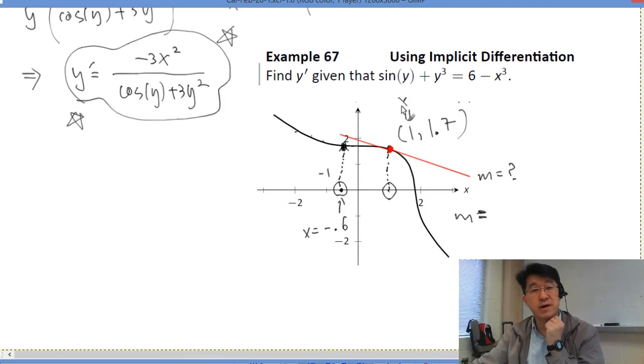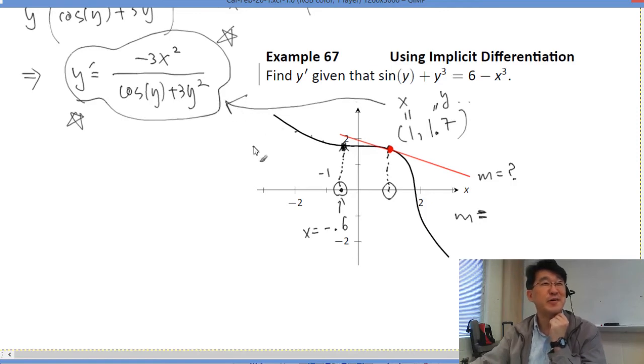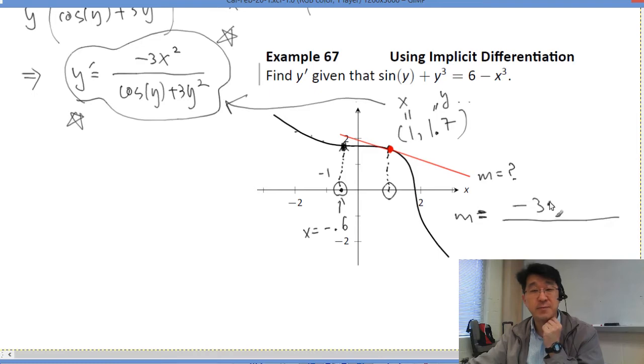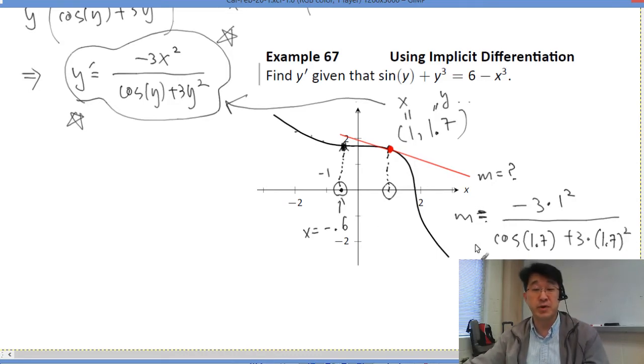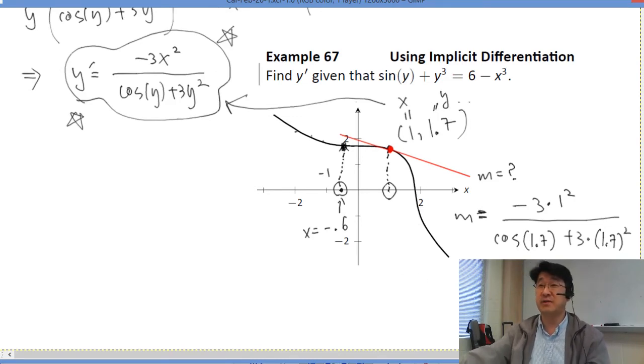You know what that m is? This is your x coordinate, right? This is your y coordinate. What do we do? Where do you go? Yeah, we go to that formula right there. Let's do it. What is it? Negative 3 times 1 squared, cosine of 1.7 plus 3 times 1.7 squared. Can you go and calculate this one for me? Put parentheses in the denominator. Let me have that number. If you get a positive number, you did something wrong, because I'm clearly seeing that it is a negative slope, right?